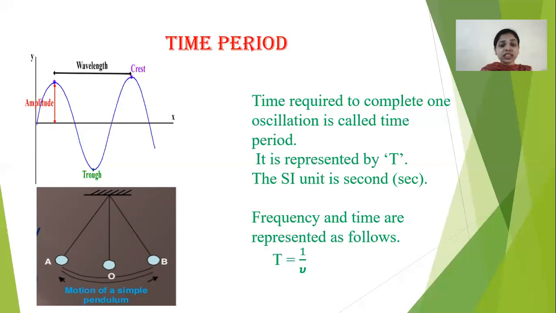There is a relation between the time period and the frequency. The relation between the time period and the frequency is an inverse relation. Means time is always inversely proportional to the frequency. If the time increases, the frequency decreases. If the time decreases, then the frequency increases. Okay, so there is an inverse relation between the time and the frequency, and the SI unit for measuring the time is of course the second, not a minute, not an hour. Okay, this is about the time period.